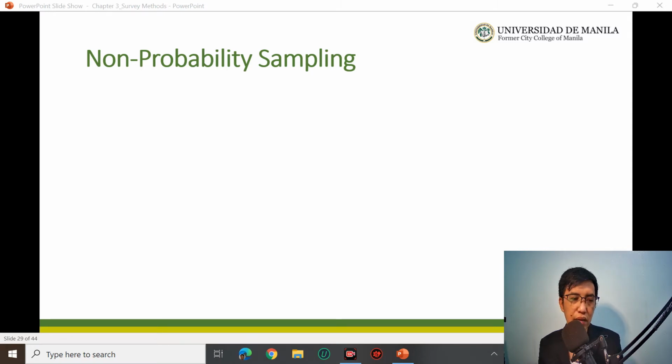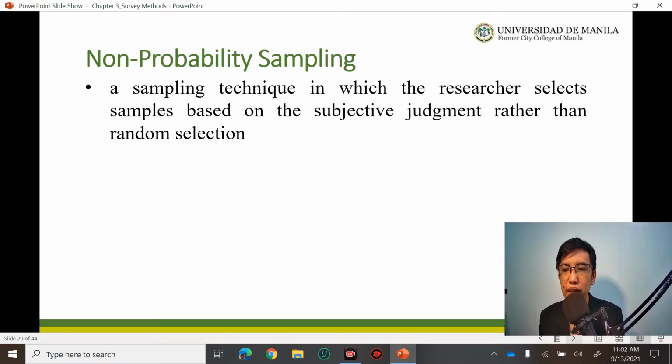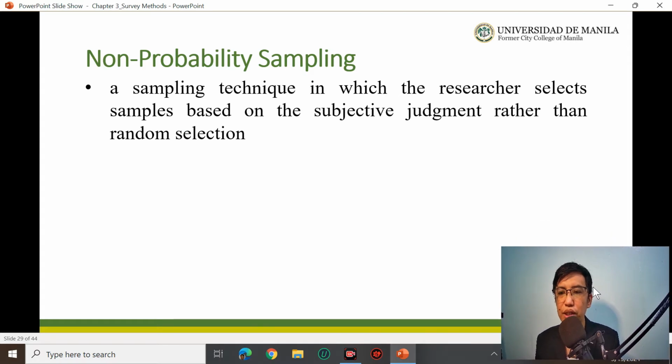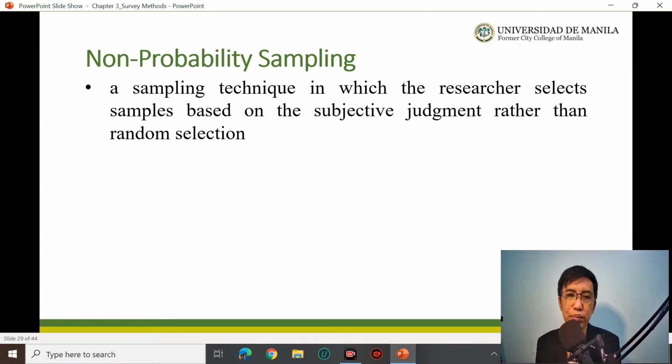Okay, in probability sampling, all members of the population have an equal chance of being selected. Non-probability sampling is a sampling technique in which the researcher selects samples based on subjective judgment. Okay? Subjective judgment rather than random selection.